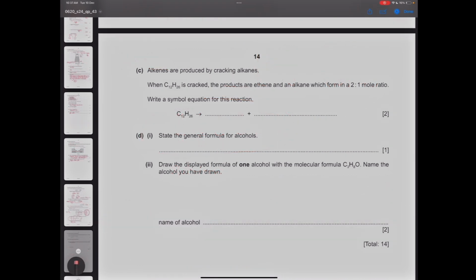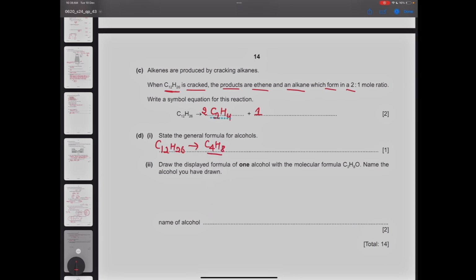Alkenes are produced by cracking alkanes, all right. They have given an alkane that they're cracking. The products are ethene and an alkane, which form in a 2:1 ratio. So what this is telling you is that the ratio should be 2 and 1 here, and ethene you have here. We know that ethene is C2H4. Now it's just simple maths. Just think about it. C12H26 you have here, and this is giving you C4H8. You do not have to write it in this form, but now I'm just counting to get the other product.